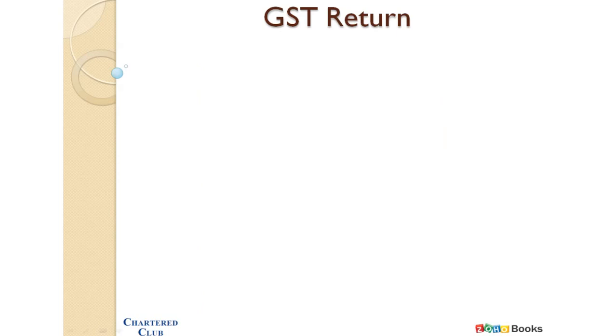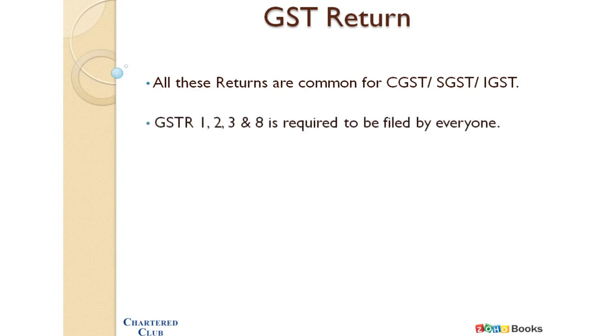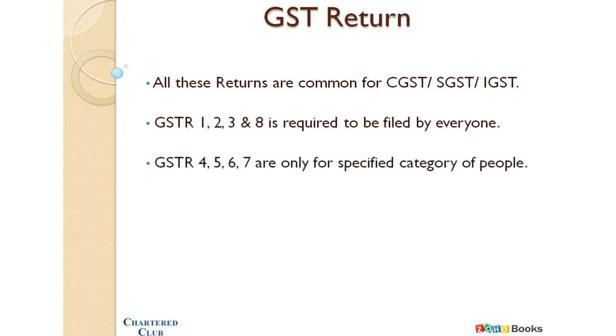Now, all these returns are common for all the three components of GST, that is CGST, SGST, IGST. There would be a common return form. GSTR 1, 2, 3, and 8 are required to be filed by everyone. However, GSTR 4, 5, 6 and 7 are only required to be filed by the specified category of people.